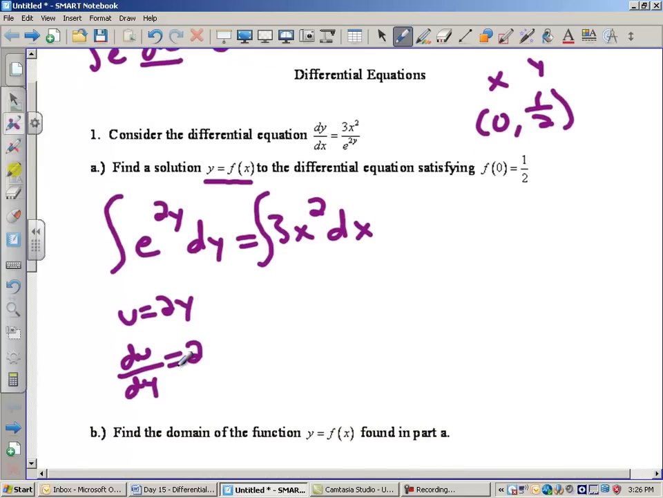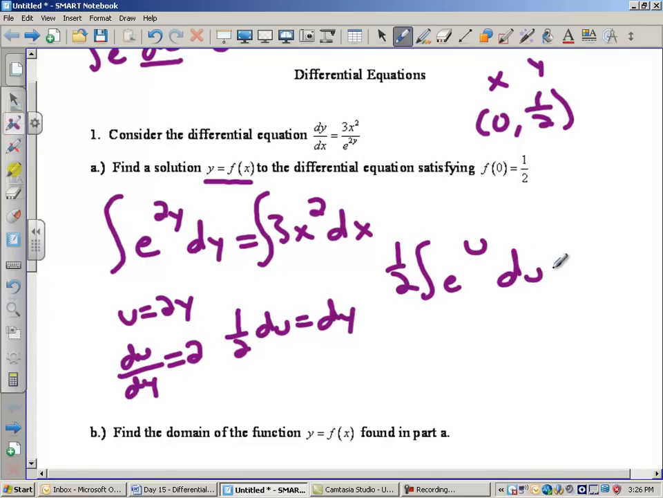I want to solve this for just dy, so I'm going to rewrite this as 1/2 du equals dy. So this integral over here turns into the integral of e to the u times 1/2 du. And on the other side I have the integral of 3x squared dx. Okay, so the integral of e to the u du, of course, is just e to the u, so this is 1/2 e to the u, where u is 2y.